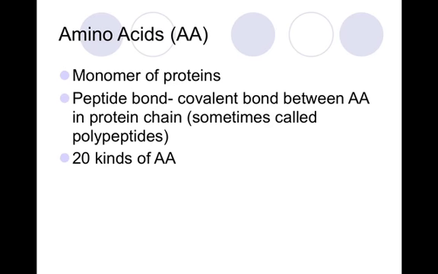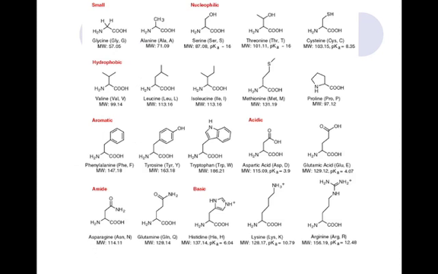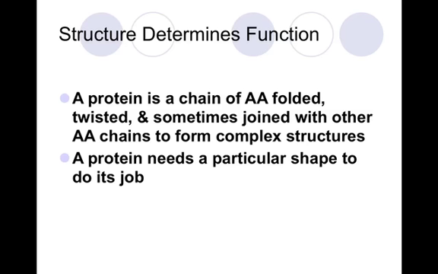The monomers of proteins are amino acids. Amino acids are put together by peptide bonds. These are covalent bonds between amino acids, but peptide bonds is the type. They're often called polypeptides. There are 20 amino acids. You need to know that there are 20, and you need to know that the monomer of proteins is amino acids. Here's an example of how complicated amino acids can get.